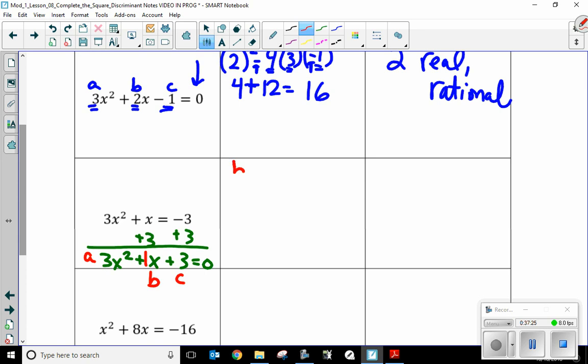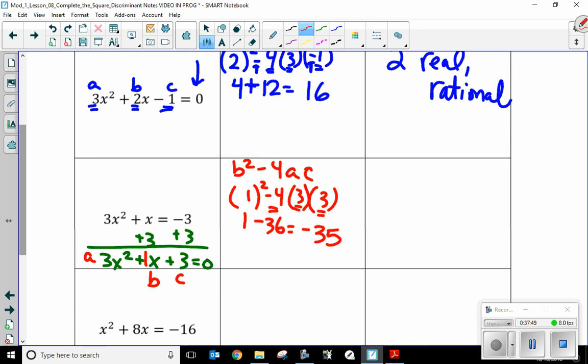B squared minus 4AC. That's 1 squared minus 4 times A, which is 3, times C, which is 3. That's 1 minus 4 times 3 is 12, 12 times 3 is 36. That's negative 35. And if we look on our chart, anytime my discriminant is less than 0, I have 2, I guess I can say 2, imaginary roots. They're not real.